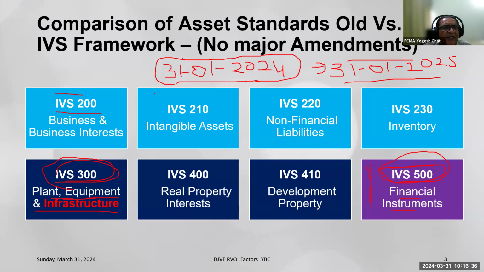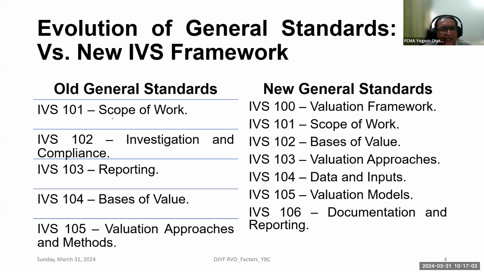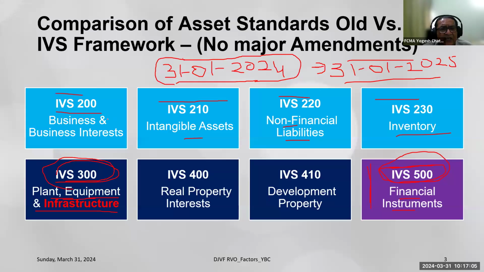Apart from that, in the other asset standards, there are minor changes, not major changes. So business and business interest, intangible asset, non-financial liability, inventory, then we have plant and equipment, real property, development property, and financial instrument. So these are the 8 asset-specific standards going by the international valuation standard.